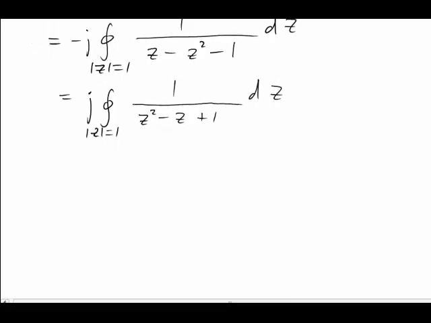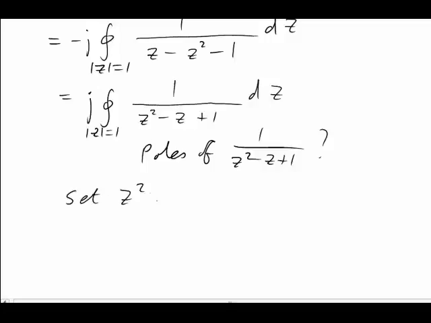What do we do next? Well, remember, we have to look for the poles of the function. We need the poles of 1 over z squared minus z plus 1. To find those, we set the denominator equal to 0. Let's write that correctly. So z squared minus z plus 1 equals 0.